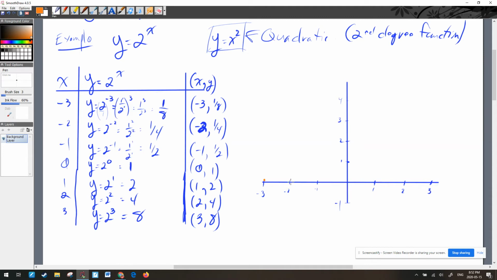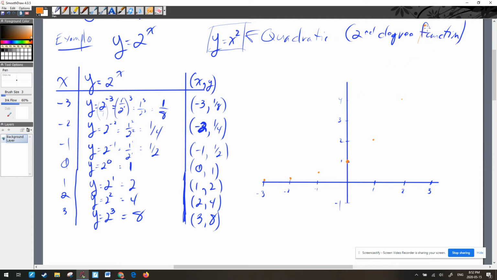And then -2 and 1/4. Well, it's not much higher, but it is a bit higher, so like up to there. And then -1 and 1/2. Well, 1/2 is in this vicinity right here. And then 1 is up here, and then 1 and 2 is right there, and then 2 and 4 is right there, and then 3 and 8 would be somewhere way the heck and gone, up in that vicinity.